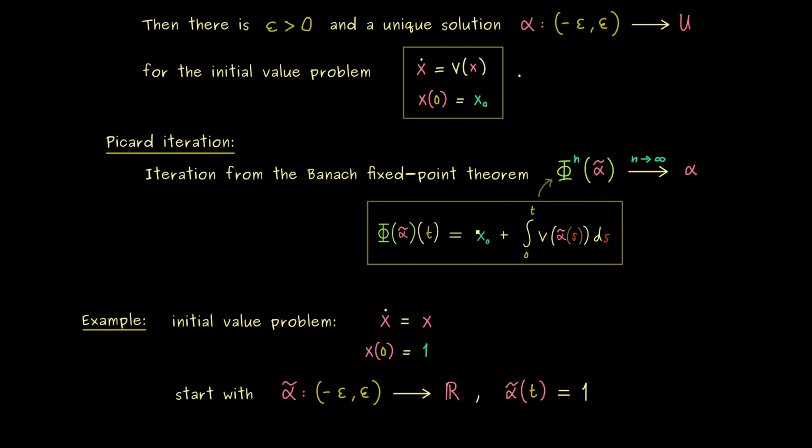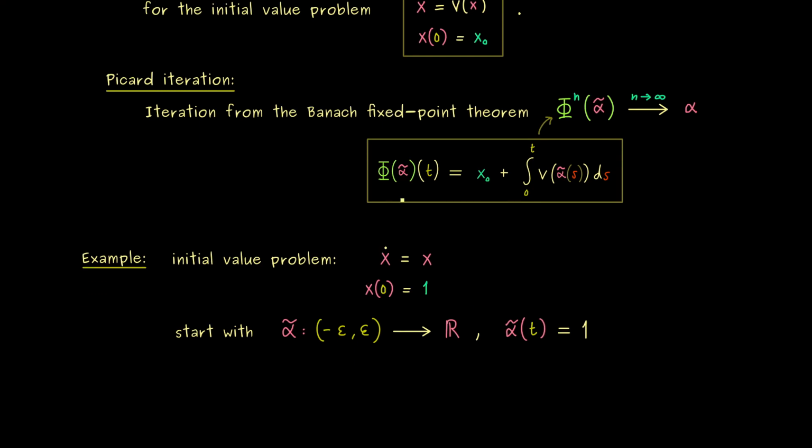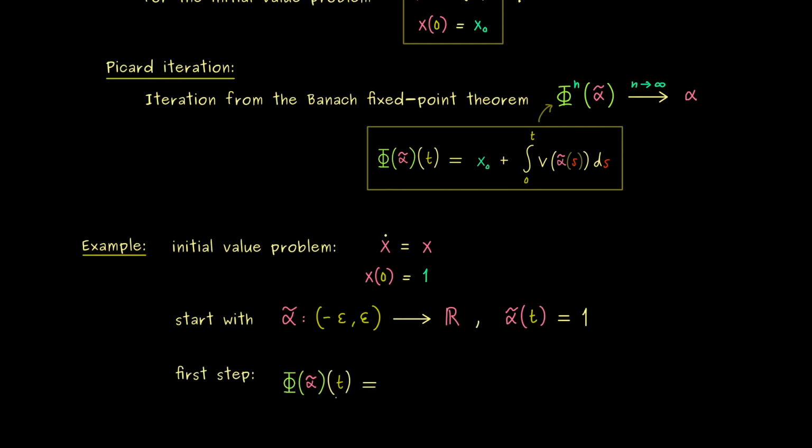Okay, and then in the first step, we simply apply phi to this alpha tilde. So we get phi of alpha tilde is equal to 1 plus the integral from 0 to t of alpha tilde. However, alpha tilde is constant, it's equal to 1, so this is a really easy integration. Namely, the integral is just equal to the length of the interval, which is equal to t. Hence, the new function that comes out here is 1 plus t.